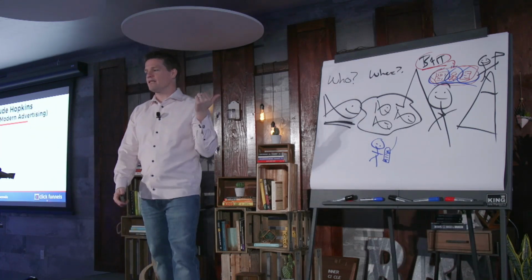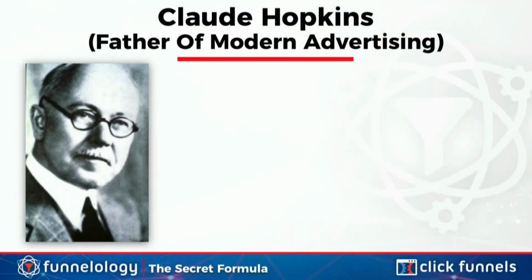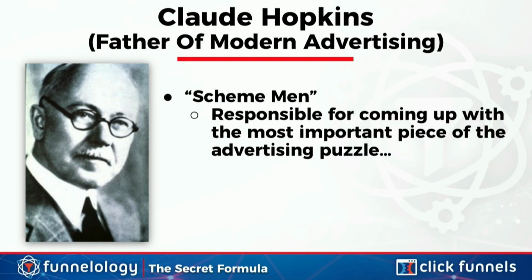This is Claude Hopkins. He is known by many people in the industry as the father of modern advertising. He lived in the early 1900s, and his title was what they called a scheme man. I think this should become a cool thing. We should call our funnel builders all scheme men. It's kind of a negative connotation nowadays, but in the early 1900s they called them scheme men. The scheme men were responsible for coming up with the most important piece of the advertising puzzle, and that was figuring out the offer. So scheme men were the offer.